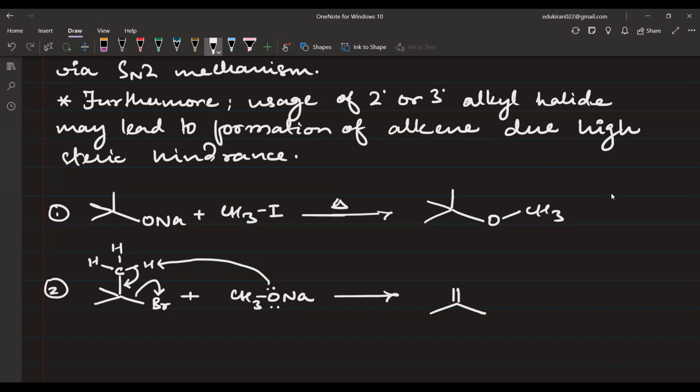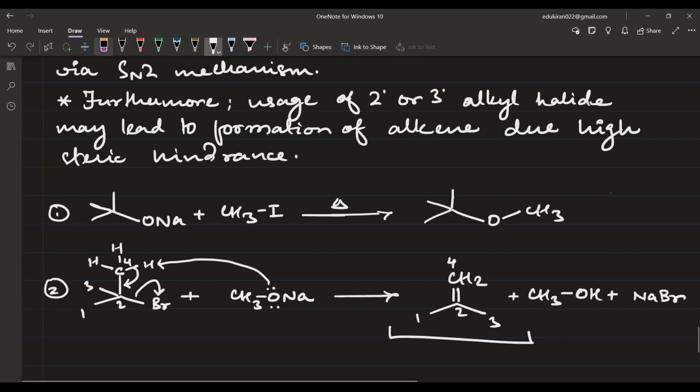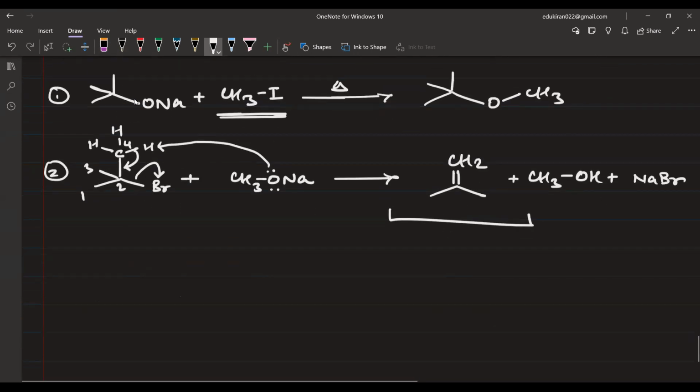And here we are going to have a double bond, CH2. So we have first carbon atom, second carbon atom, third carbon atom, and the fourth carbon atom is having the double bond, plus you will get CH3OH, since this oxygen atom has attached with hydrogen. This Br becomes Br negative and attaches with Na, so you'll get NaBr. But our main important point is this alkene here. So when we use a hindered haloalkane, we get an alkene rather than ether. That is why it is preferred to have the haloalkane as 1 degree. Is this clear? Yes or no? Please tell me.